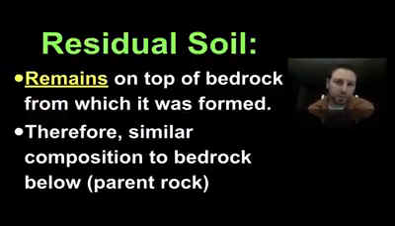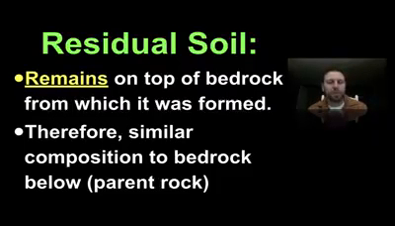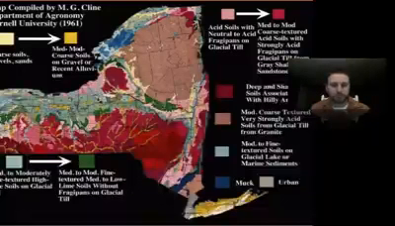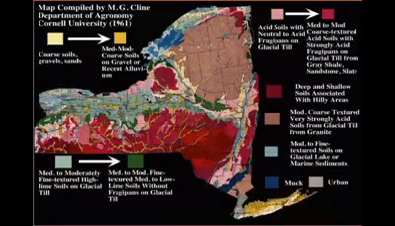Then we have residual soils. This is where bedrock is broken down, sediments pile up on top, and they stay there. So when we see residual soils, it actually has the same composition as the bedrock below, or the parent rock from which that material broke down or weathered. This is just a map of the different soils around the United States, and we're going to go into something similar like this in class.